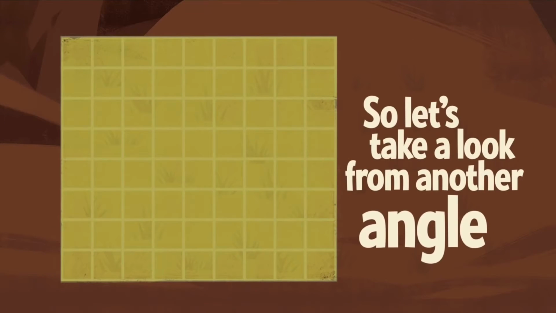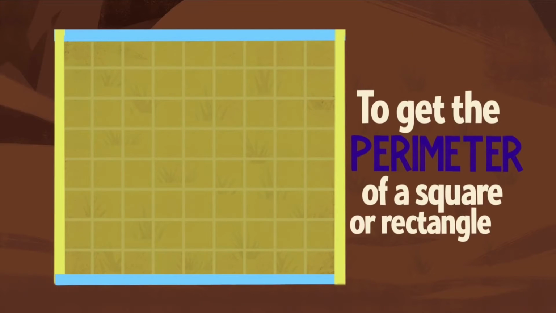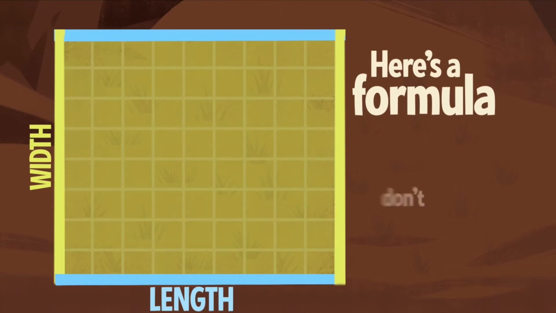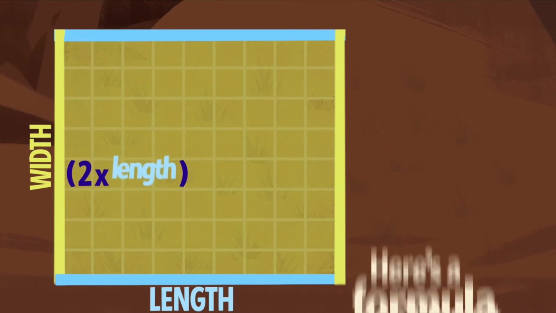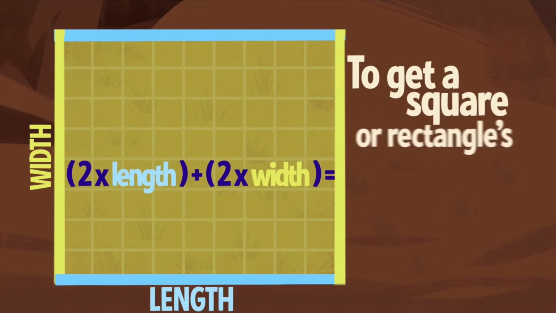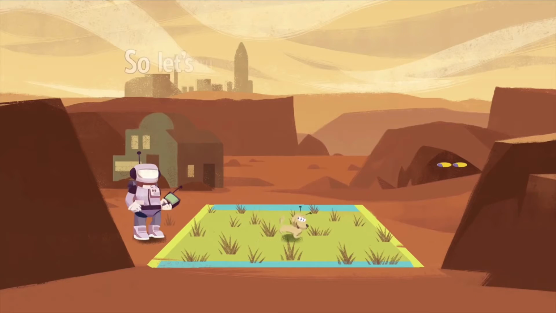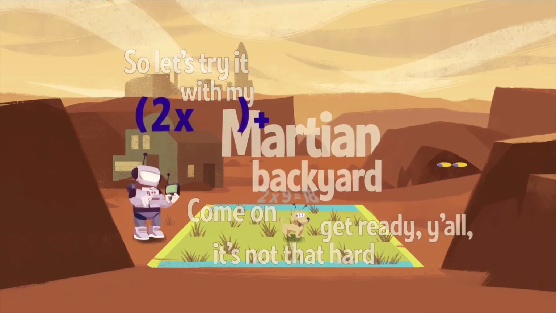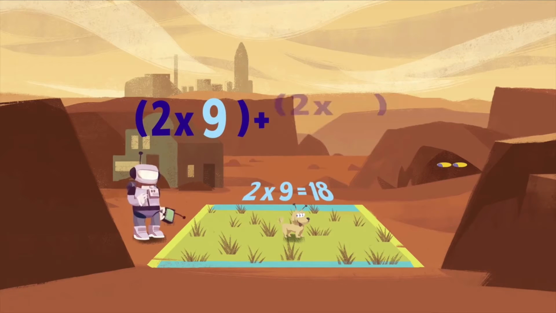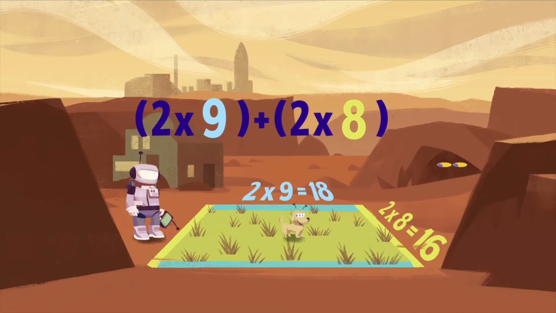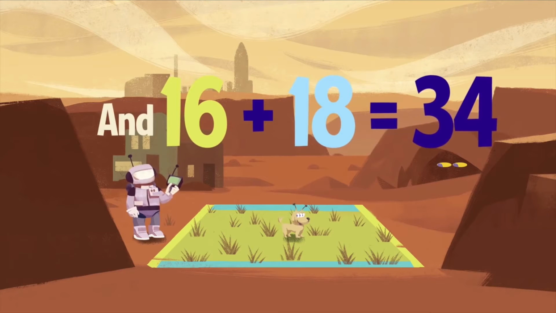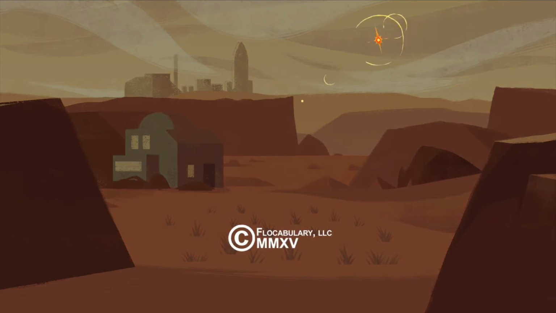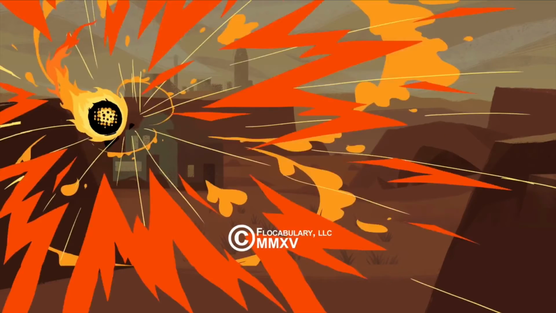So let's take a look from another angle. To get the perimeter of a square or rectangle, you add 2 widths plus 2 lengths. Here's a formula, don't forget to say thanks. 2 times length plus 2 times width to get a square or rectangle's perimeter quick. So let's try it with my Martian backyard. 2 times the length of 9 is 18. And 2 times the width of 8 is 16. And 16 plus 18 is 34. Now if I could stop Marvin from making a dirty floor. Marvin. Seriously.